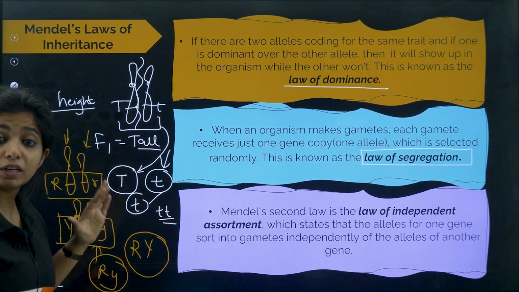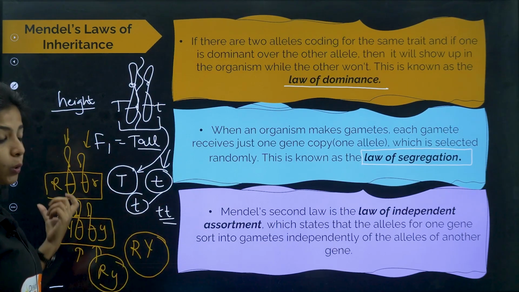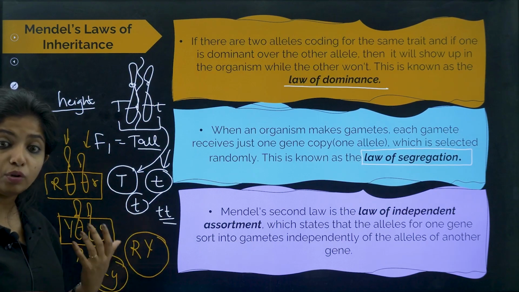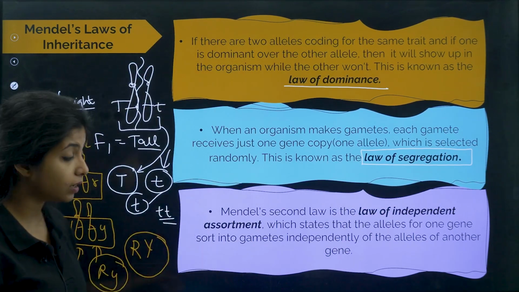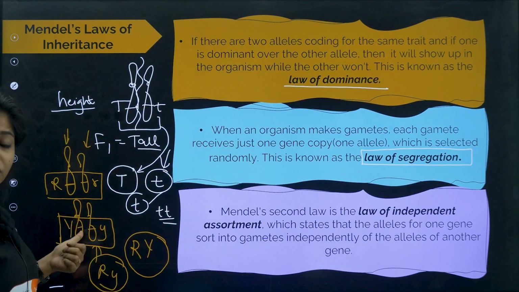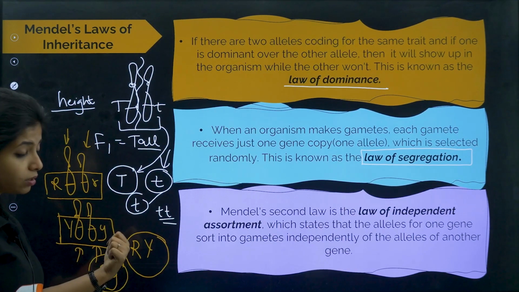If independent assortment was not there, then every time round would be with yellow only. So you won't find new variations. You are finding variations because this is happening. They are independently sorting. This is going with this, and similarly this goes with this also.